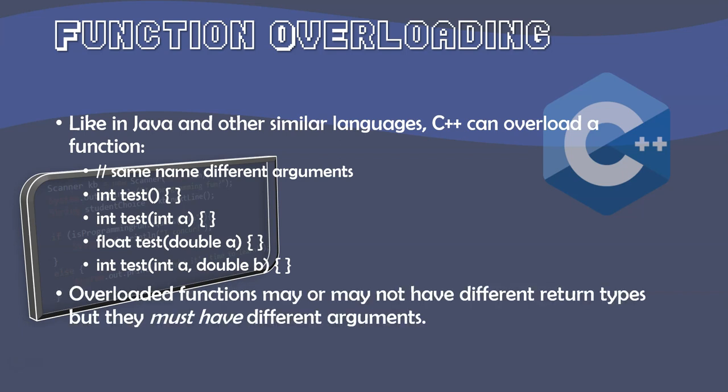Now remember, overloaded functions may or may not have different return types as well, but they must have different arguments. If we start looking at this, you can see I have a no-arg function. We have a single argument, int a. We have another one here, double a, and one that's int a, double b. So let's go ahead and pop on over and see how this actually looks.